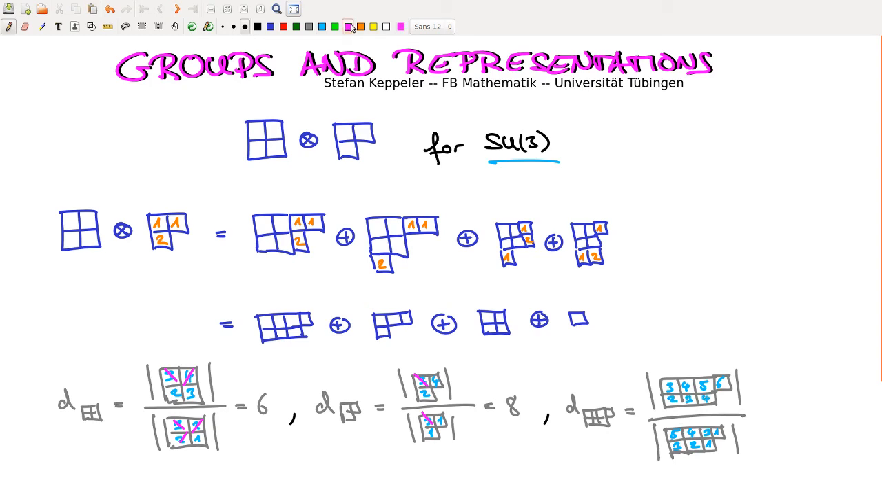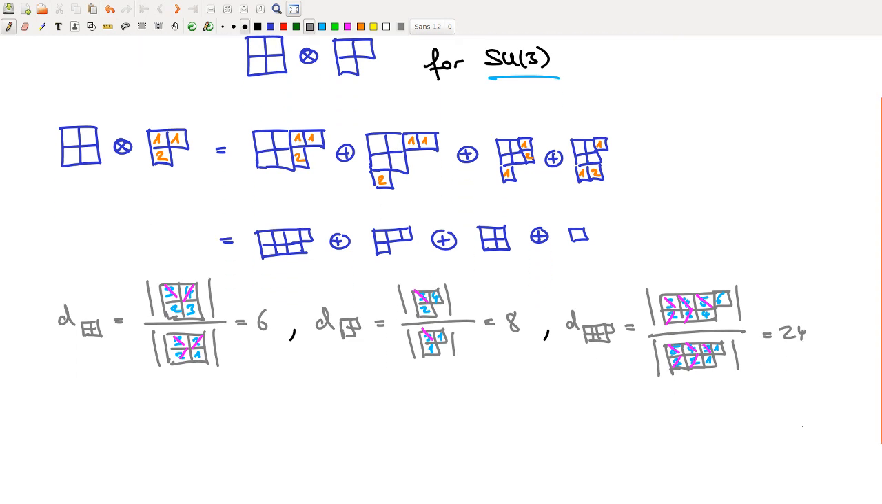Now we can cancel again. The 5 and the 5, the 4 and the 4, the 3 and the 3. And there's one more 3 here and a 2 here. And now we have 6 times 4, which is 24 for this dimension. And this one here is left. So the dimension for this one, what's that?